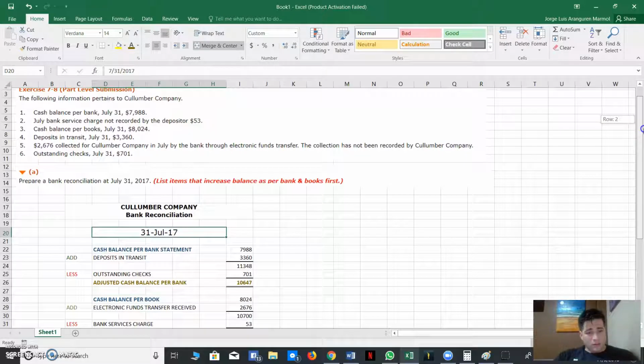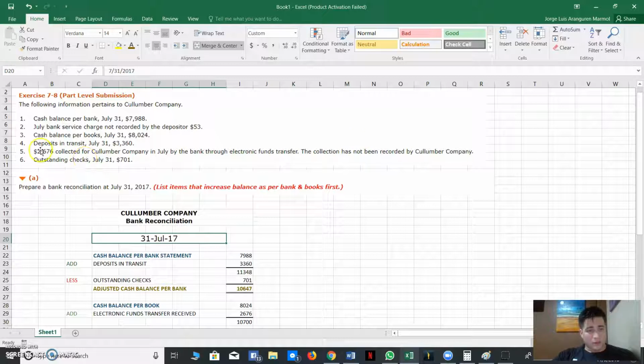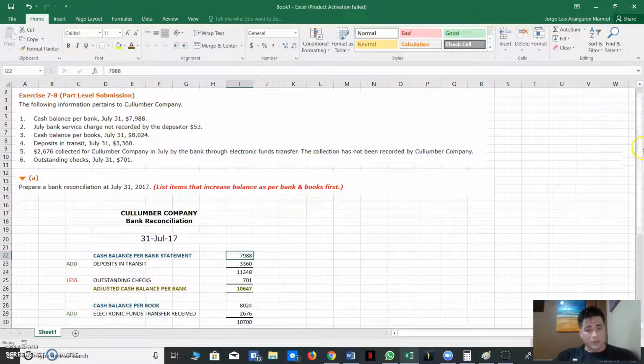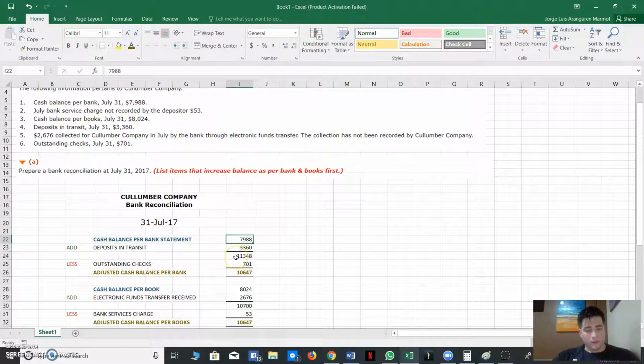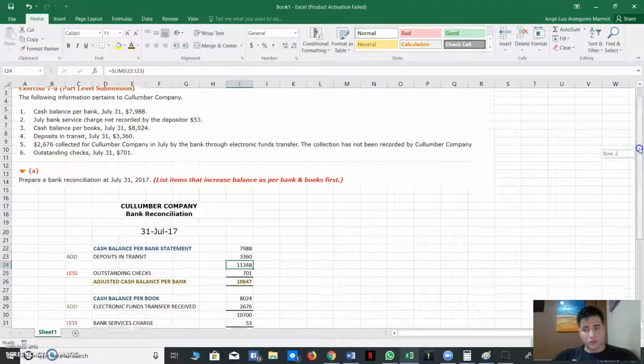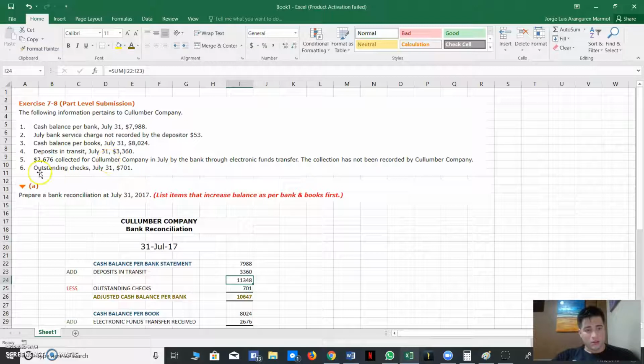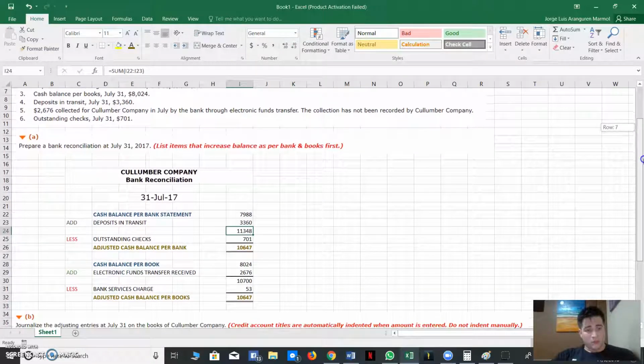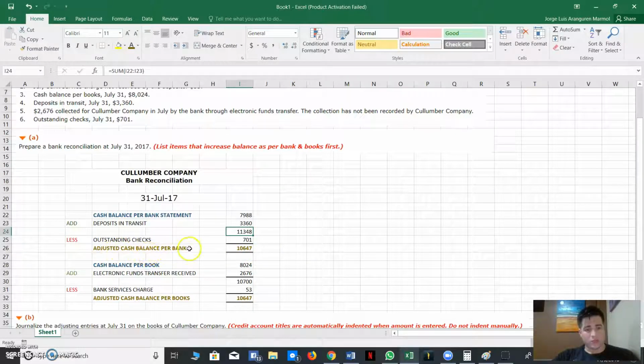The first thing is the cash balance per bank statement. The amount is 7,988. So we write down the value, and then we need to add deposits in transit. We have deposit in transit of 3,360. We write it down, and we make an addition, and as you can see, the result is 11,348. With that value we need to make a subtraction of the outstanding checks. We have here the value of $701. We subtract that value, and then we have the adjusted cash balance per bank. It's 10,647.